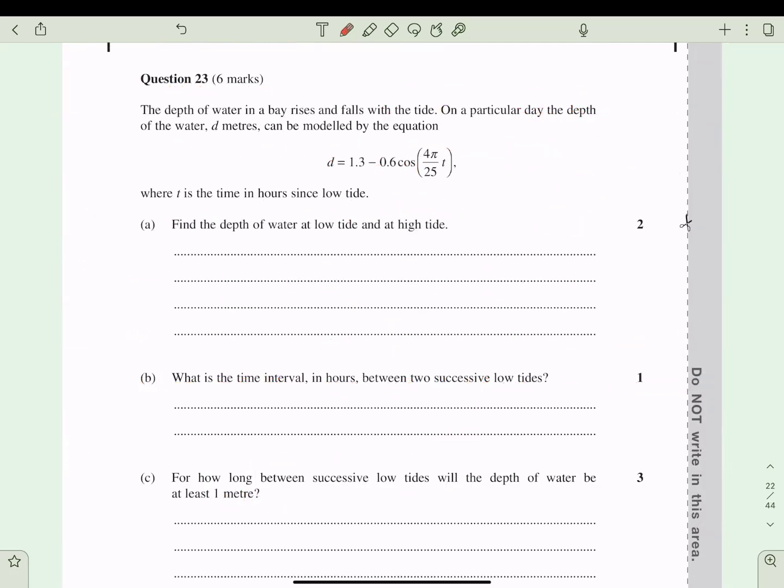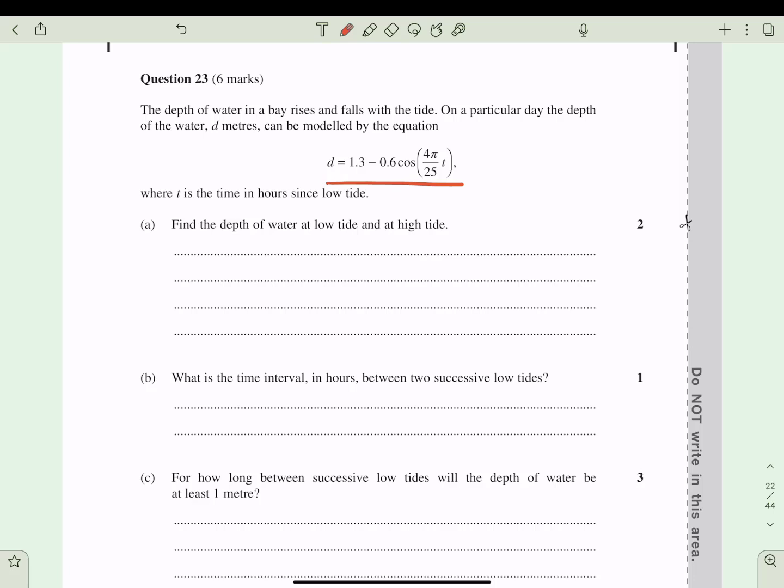Question 23. In this question, we are told that the depth of water in the bay rises and falls with the tide. On a particular day, the depth of water can be modeled by the equation shown below. Now, part A asks us to find the depth of water at low tide and at high tide. Essentially, that's the same thing as asking what is the maximum and what is the minimum value of D.